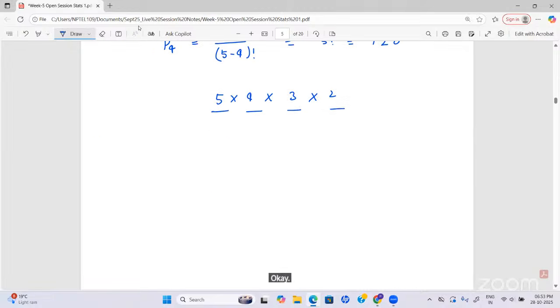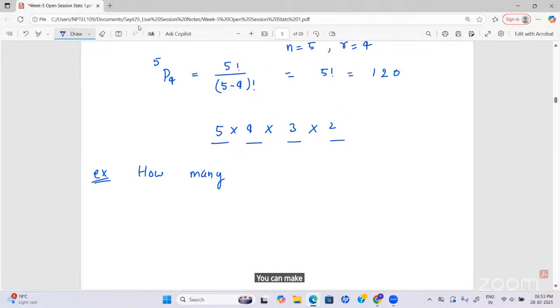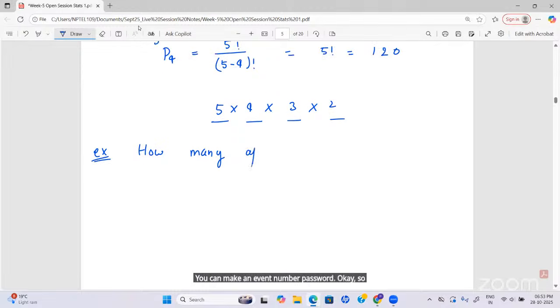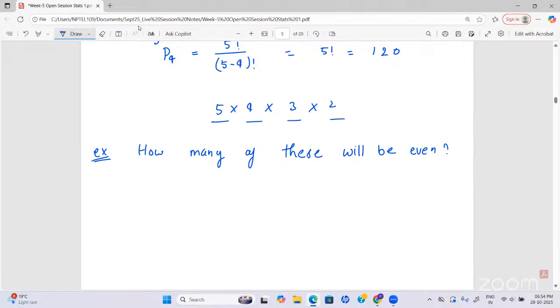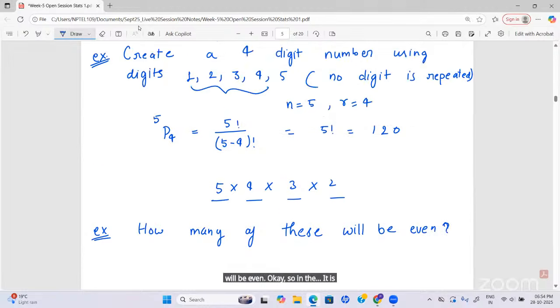Okay, now next is, in this question only, you have to find how many ways you can make an even number password. So how many of these will be even? It is a part of this question only.